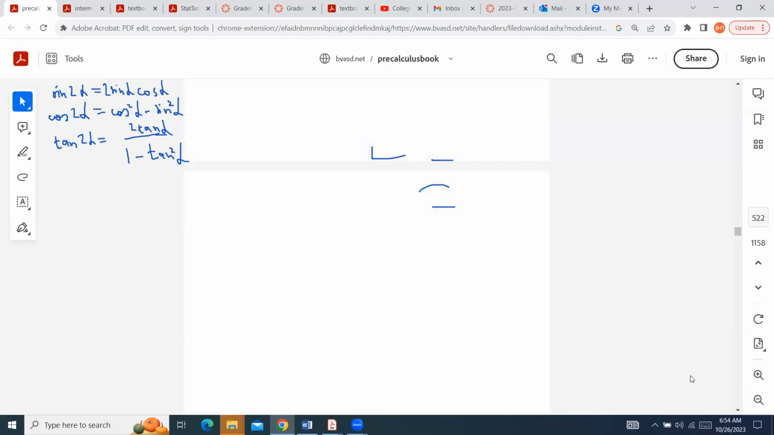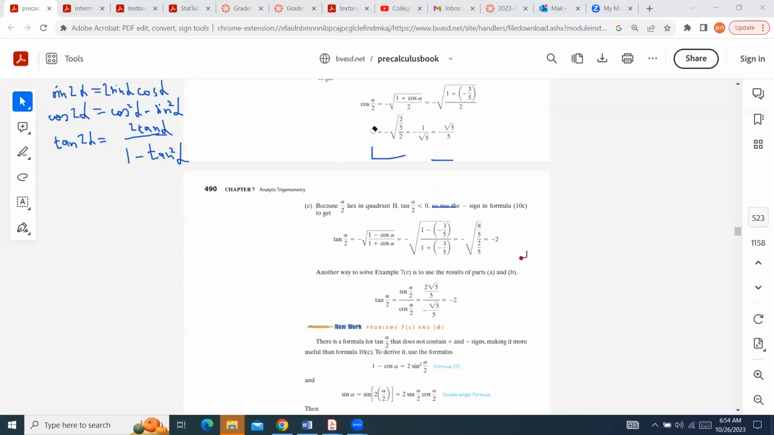So let's, it takes a little time for it to move to the next pages.